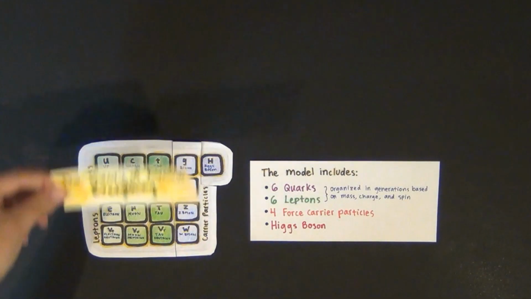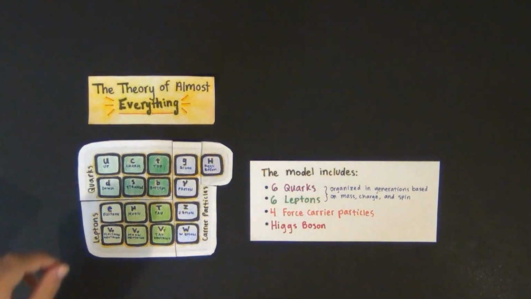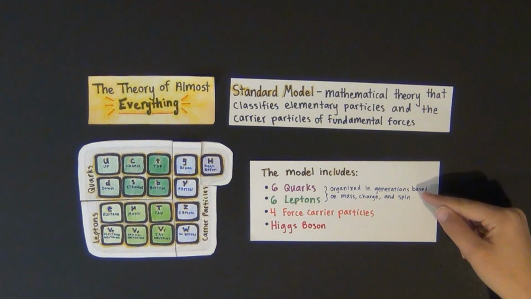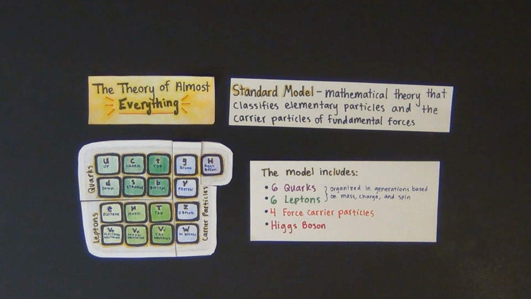Sometimes the world around us can seem chaotic. Luckily, physicists have found ways to organize it. In fact, they have developed a system that organizes just about everything around us. The Standard Model, sometimes referred to as the theory of almost everything, is a mathematical theory that classifies all of the known elementary particles and carrier particles of fundamental forces.